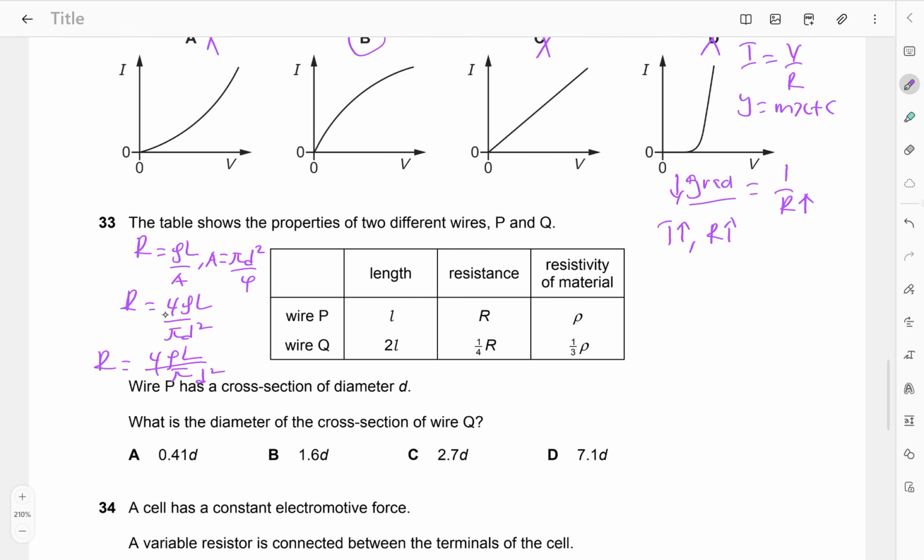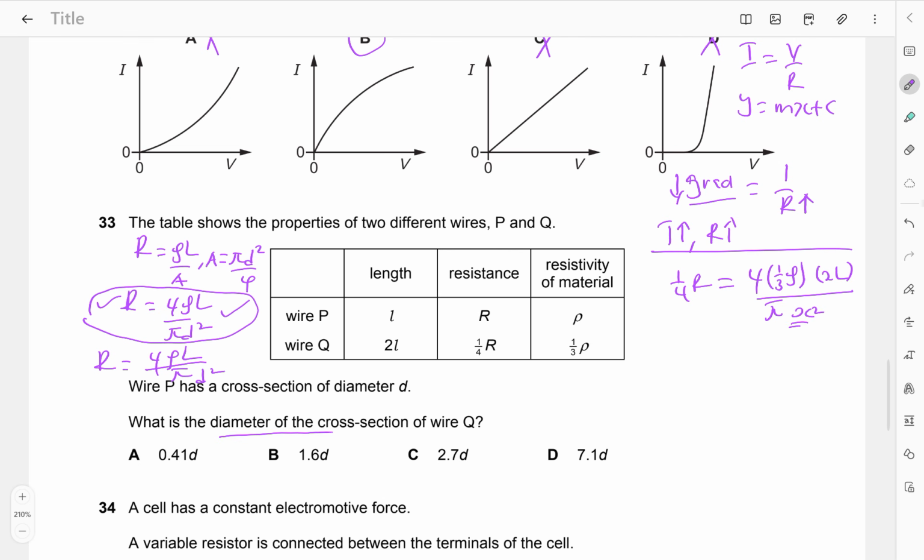That is for P. Then for Q, resistance is given as a quarter R. This should be equal to, substituting into this equation, 4, resistivity is a third of rho, and where there is L, I put twice L, divided by pi, and where there is diameter, I don't know the diameter, so I'll put x squared. I want to find x. What is the diameter of the cross-section of wire Q? I'm calling it x. So I'm just going to divide the two equations. I'll divide the first equation by the second equation.